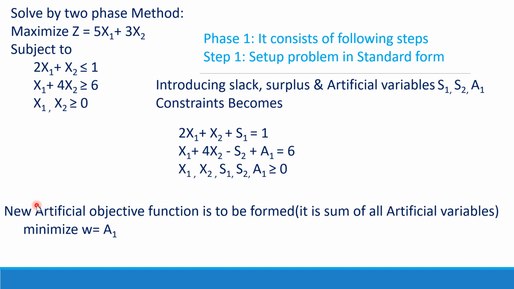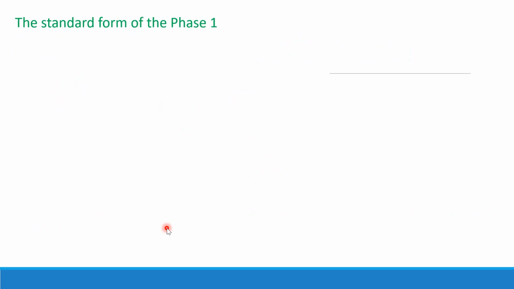Using this new objective function and these constraints, we are going to solve this problem by the simplex method. Now the standard form of phase 1 will look something like this.